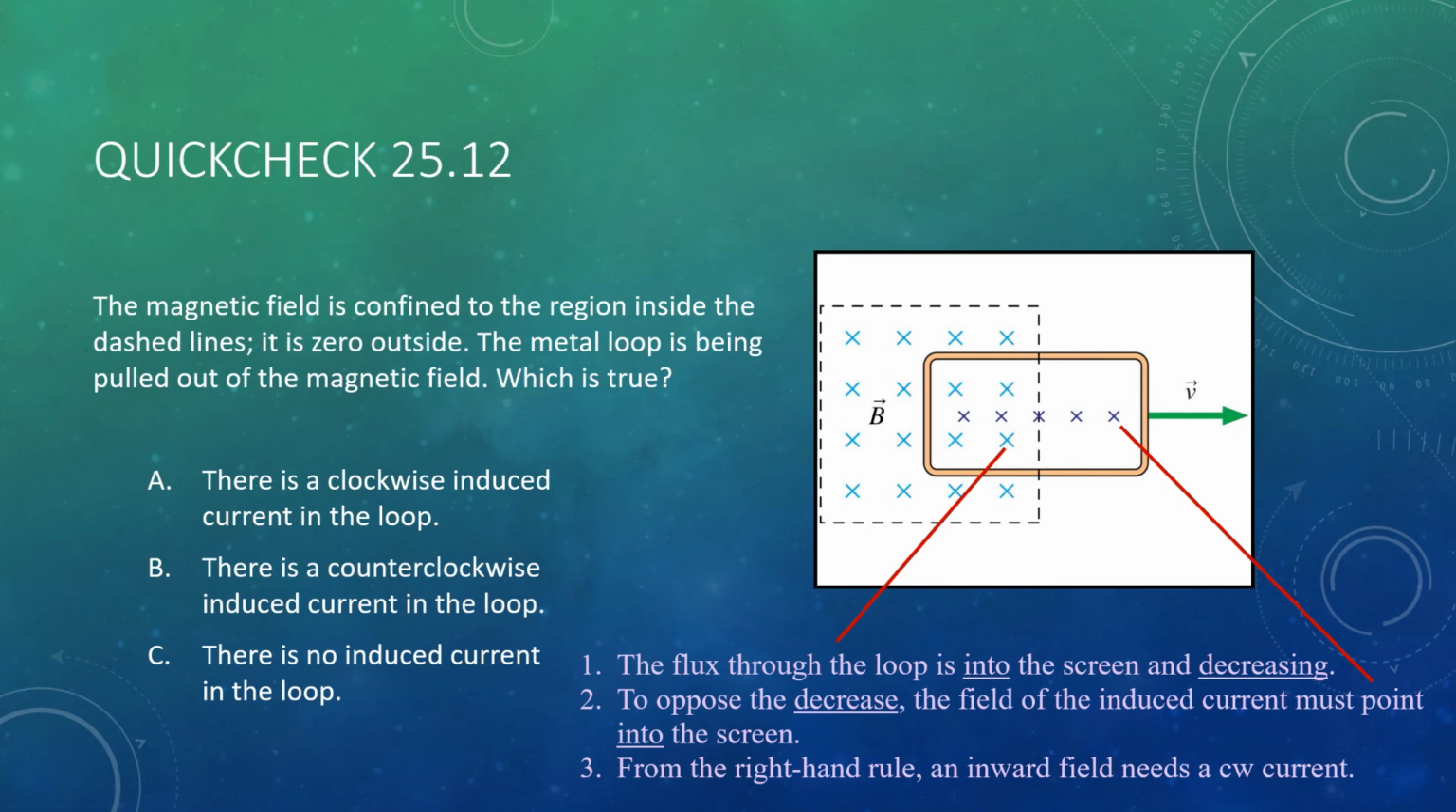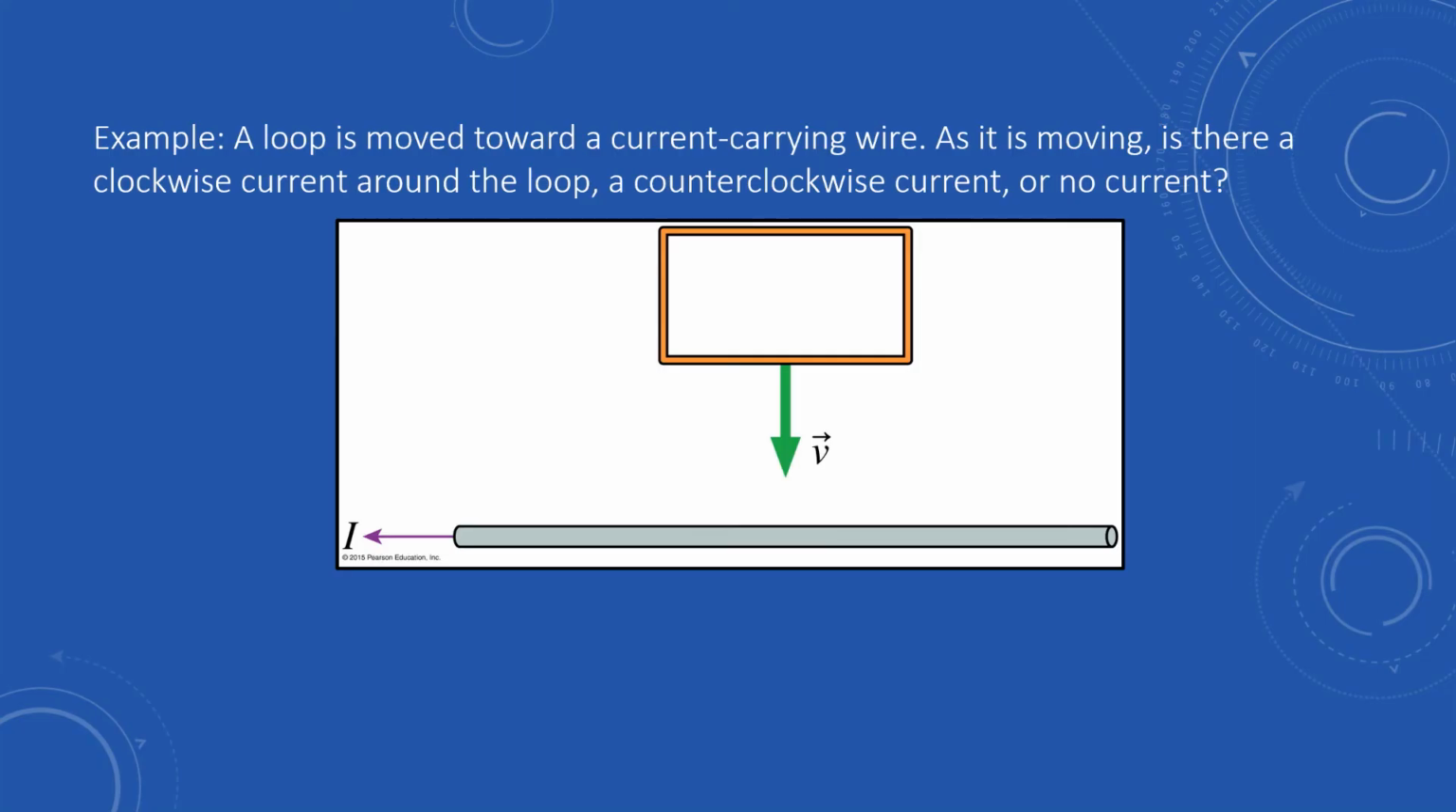All right, one more. This time it's going to be an example though, so I'll actually work this one out with you. Here it says a loop is moved toward a current-carrying wire. As it is moving, is there a clockwise current around the loop, a counterclockwise current, or is there no current? Let's go ahead and figure this out. We'll follow our Lenz's law steps. First of all, we have one additional step before we can even really apply Lenz's law. Let's look at this wire. We have a current moving from right to left.